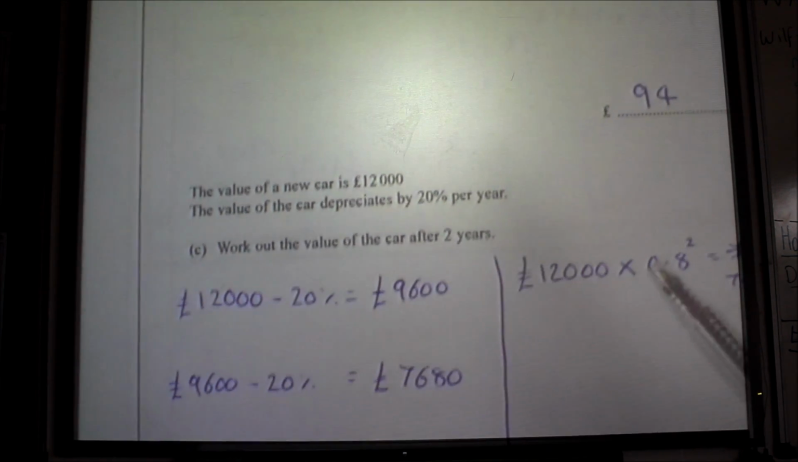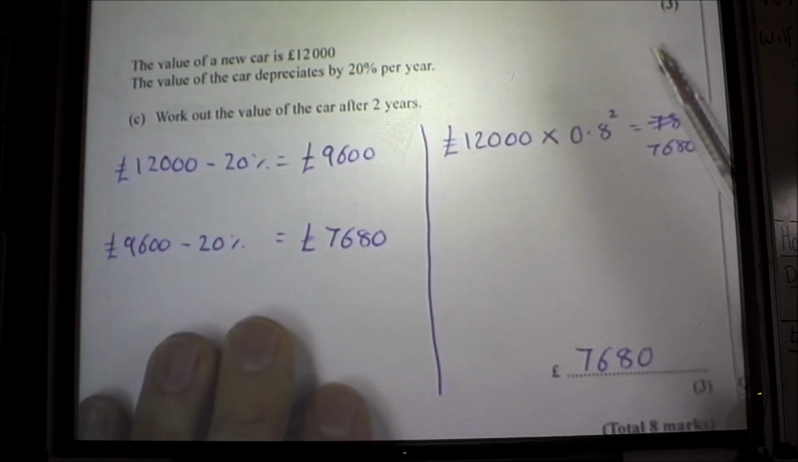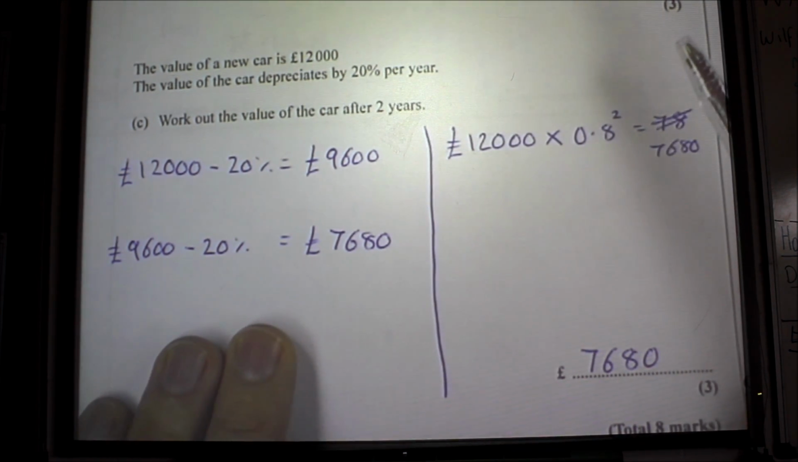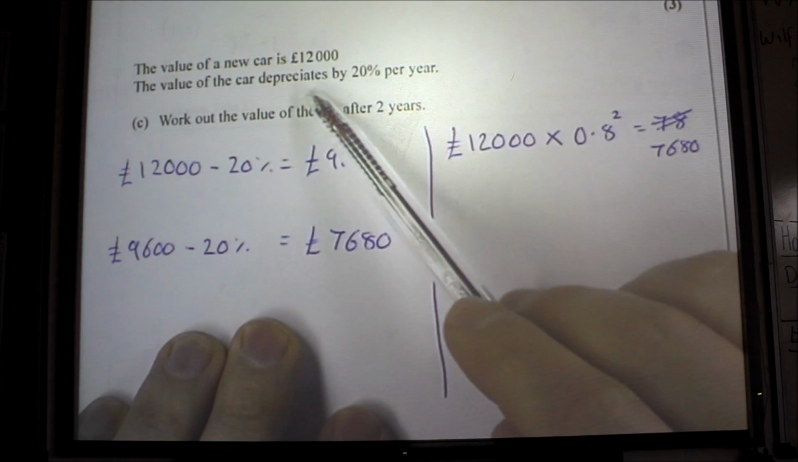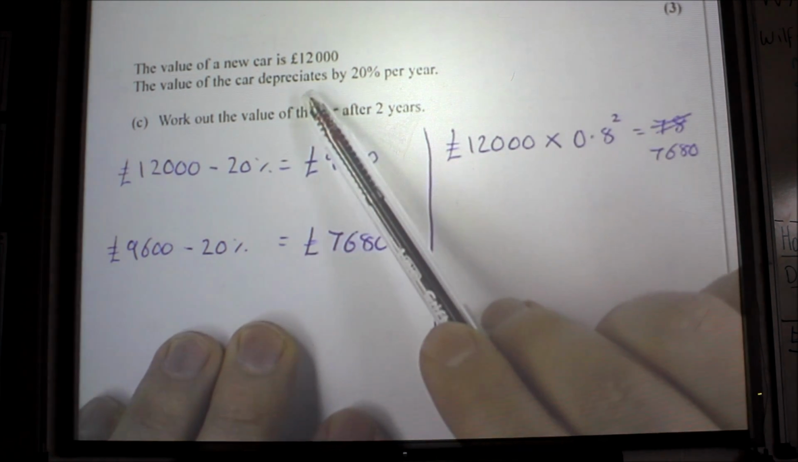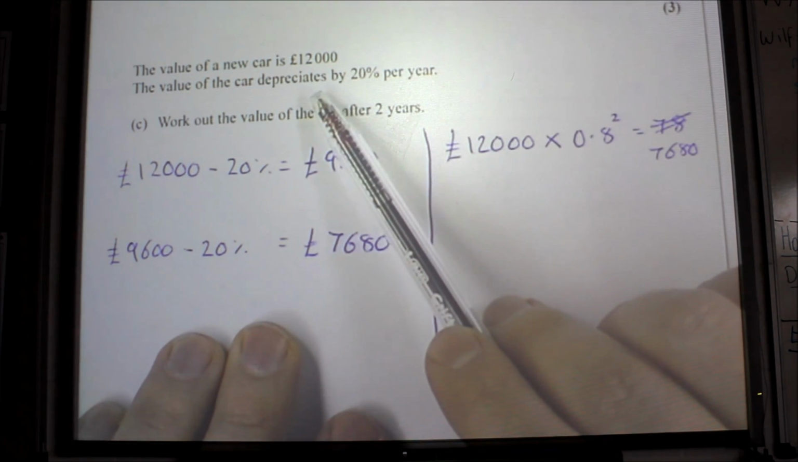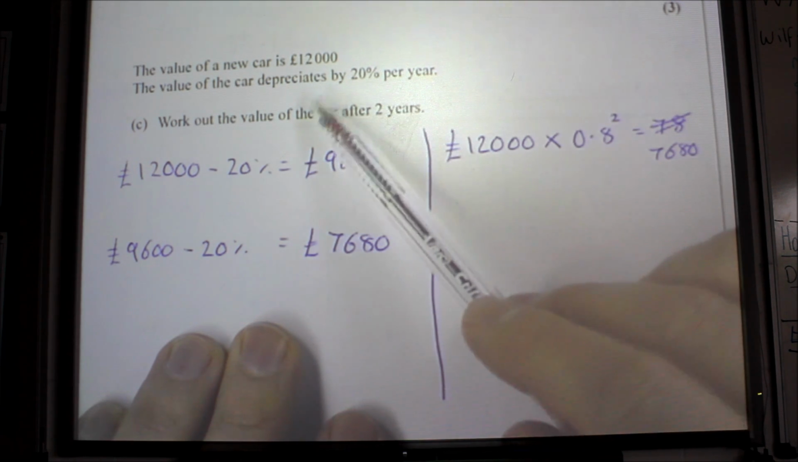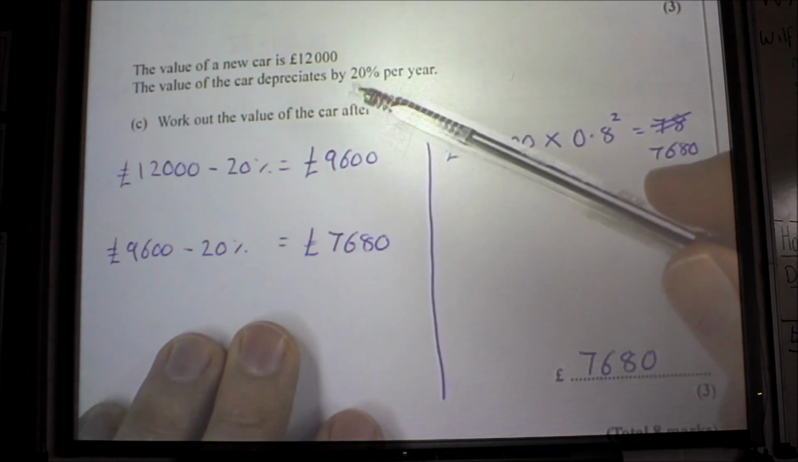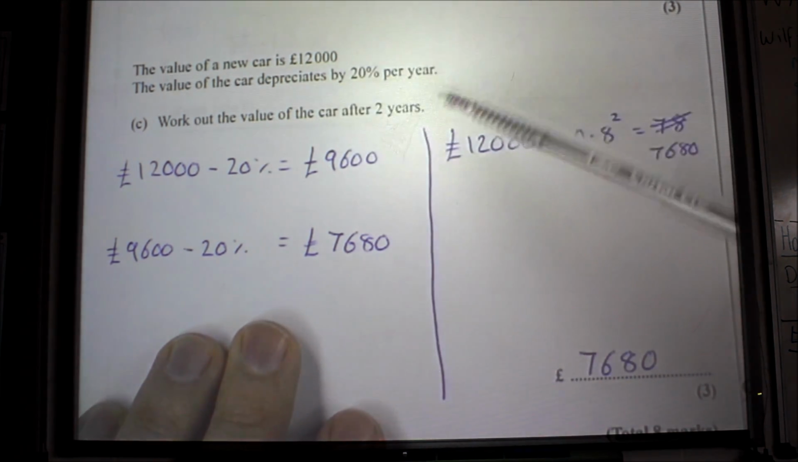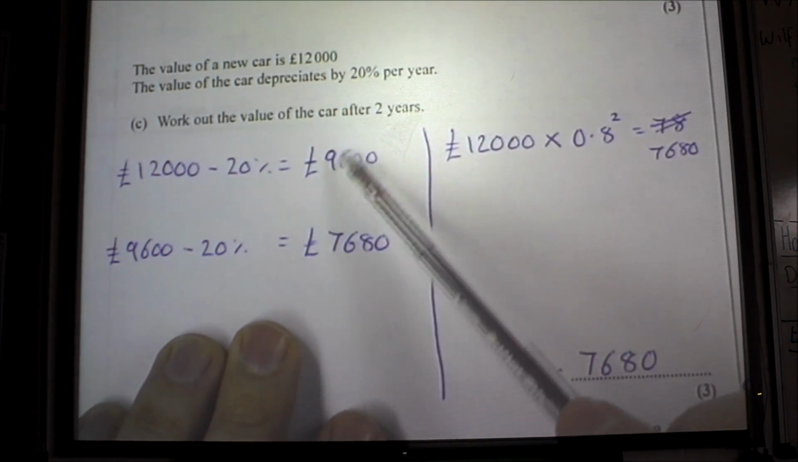The value of a new car is £12,000. The value of the car depreciates. Depreciates means goes down. And if you didn't know that, you can probably figure it out, because if you buy a new car, it's going to go down in value more often than not, by 20% each year. So work out the value after 2 years.